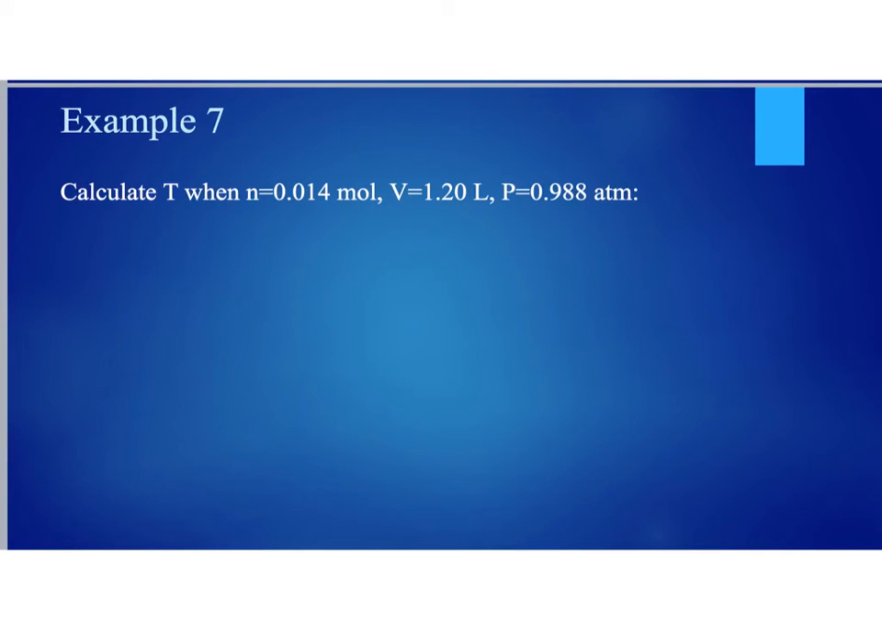For our final example, we're told to calculate temperature when n is 0.014 moles. We know our volume is 1.2 liters and our pressure is 0.988 atmosphere. So again, I'm given that I have an n value, so I know I'm going to use PV equals nRT. I need to calculate for T, so that means I'm going to go ahead and divide by my n and R. I'm going to do that on both sides.